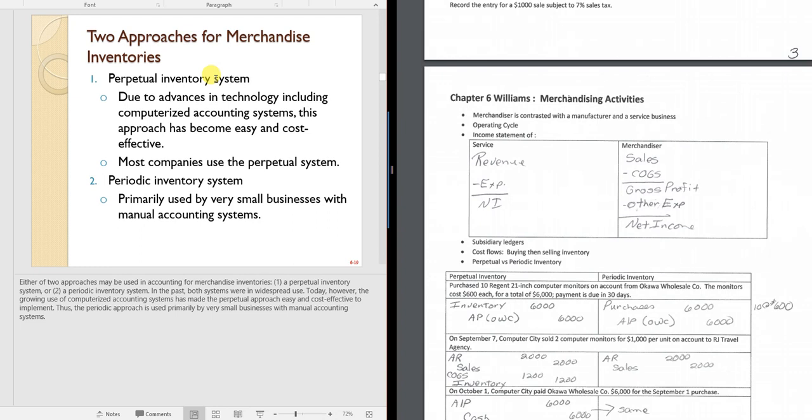Now perpetually you can go online, and if you're buying a pair of shoes, it even has grayed out the sizes they no longer have and highlighted the sizes they do. So in the computer they know exactly how many of what style and what sizes of inventory they have. Periodic, you go count it at the end. Now there are a lot of times where you still use periodic inventory systems.